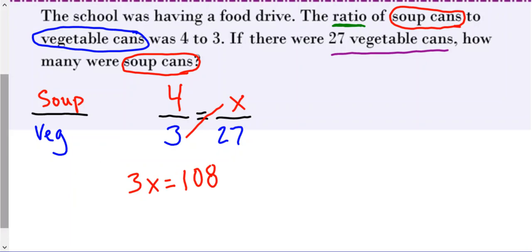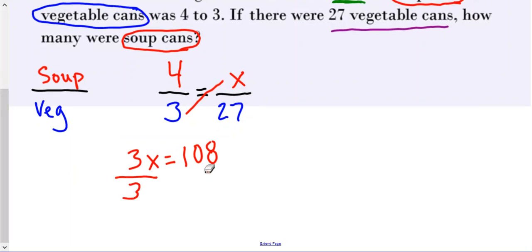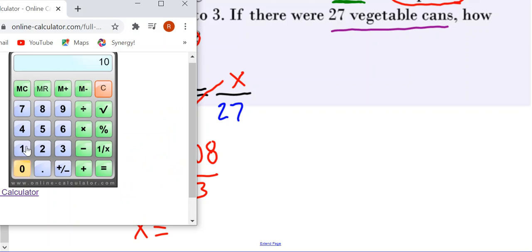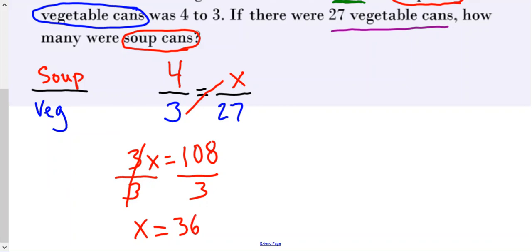Okay, now we can divide to isolate, so we're going to divide by 3, cancel out, we get x equals 108 divided by 3, and that is 36. So x is equal to 36. Now, if you did mental math and you said, what do I need to multiply 3 by to get to 27? That would be times 9. So 4 times 9 would be 36. So either way works. Make sure you have this example written down in your notes before you move on.